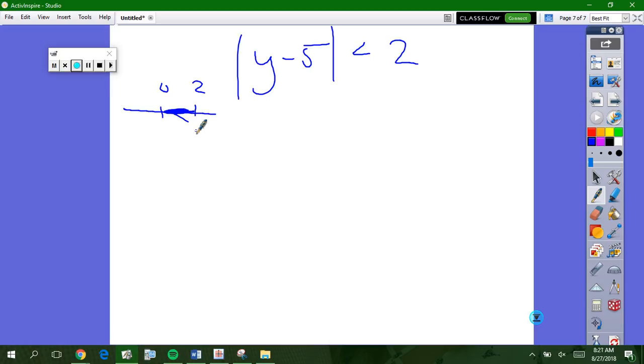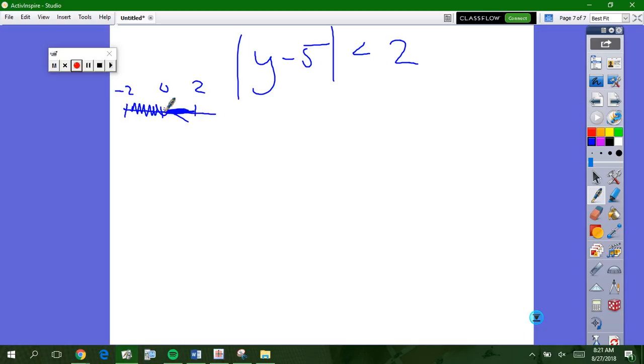Make sense? What else, though? What about on the negative number line? How far away can I go? -2, and notice once again, this information is a distance. So what does this whole stuff have to be? It has to be between -2 and 2.